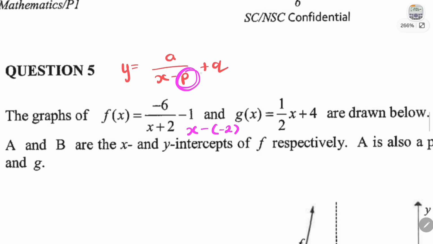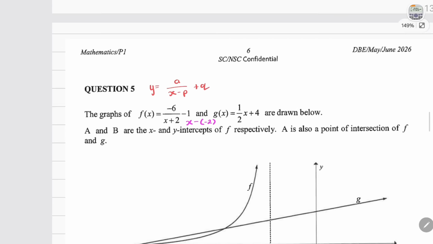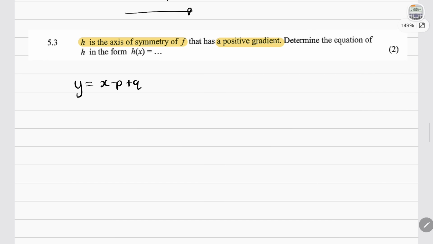So do you remember how I wrote this like this? Just so that you can easily see the value of p. Okay, that is negative 2. Then what is the value of q? The value of q is negative 1. Okay, so we have those. We know that p is negative 2 and q is simply negative 1.